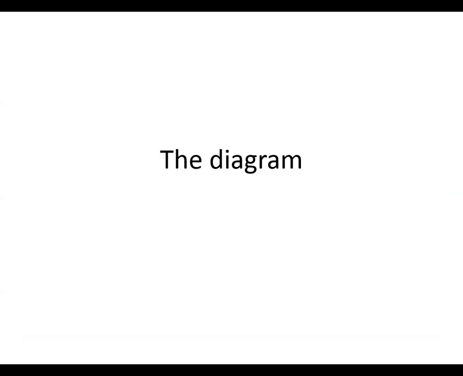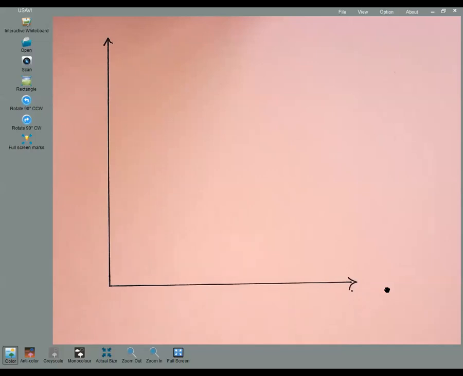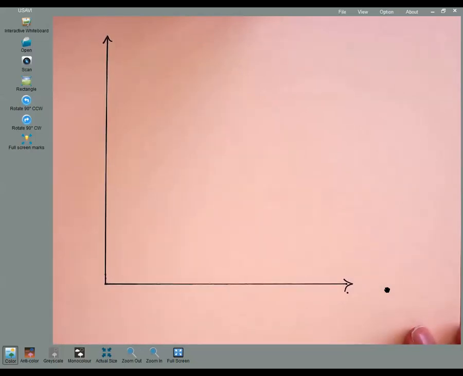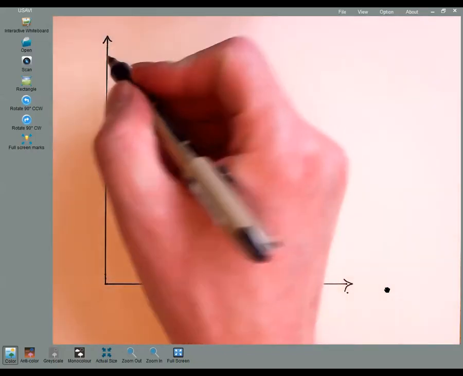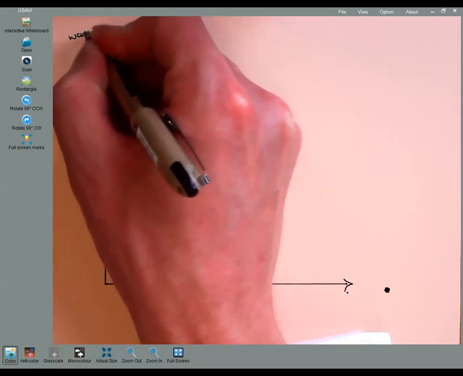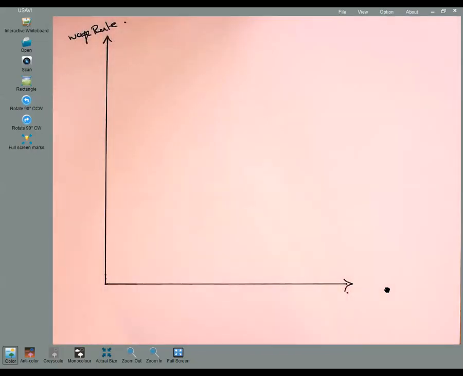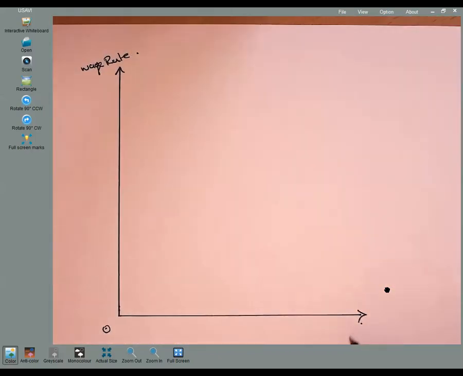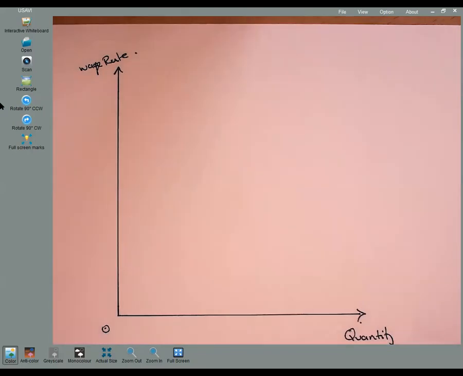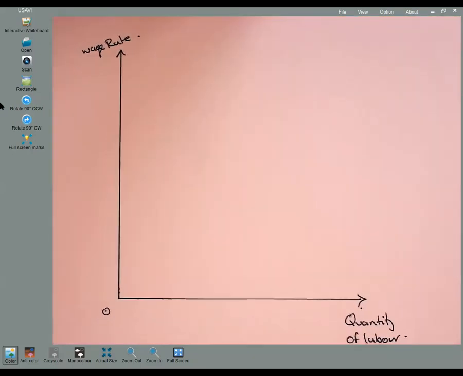I'm going to switch over now to my diagram. So again, I'm going to draw the diagram for a minimum price. What I want to do here, though, is apply this to the national minimum wage, because the national minimum wage is a form of a minimum price in the labour market, the wage rate being the price for labour. So on the y-axis, I'm going to title that wage rate, 0 in the corner, and quantity of labour on the x-axis.